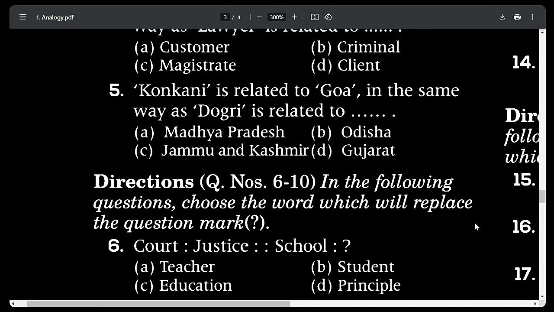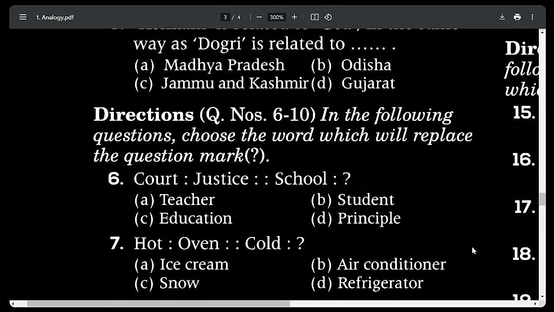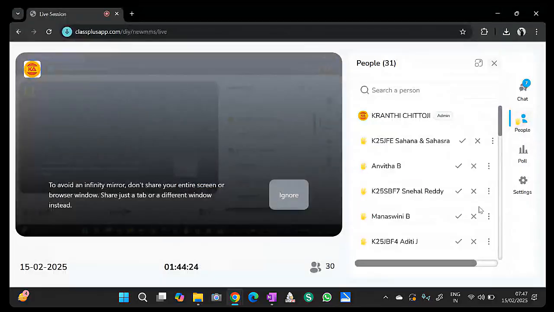People go to court for having justice, right? Yes, sir. Similarly, people will go to school, like students will go to school for having education. Very good. You can mute yourself, Shanai. Will give the choice to other students. Now, hot is to oven, cold is to dash. Let us see.